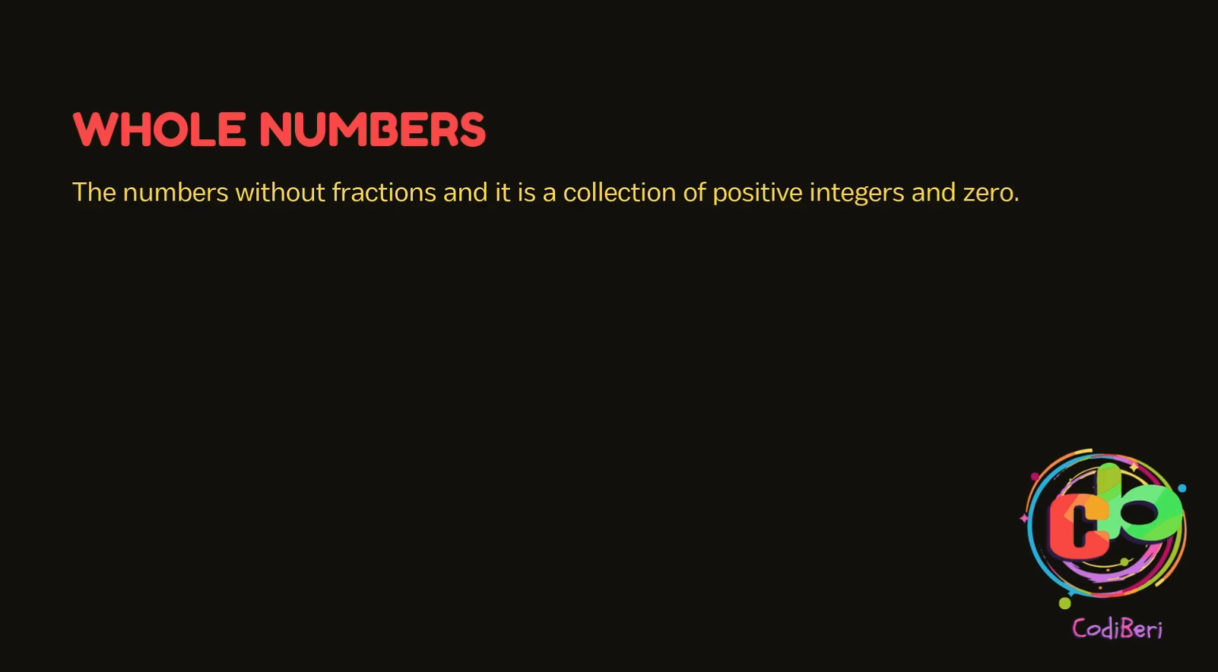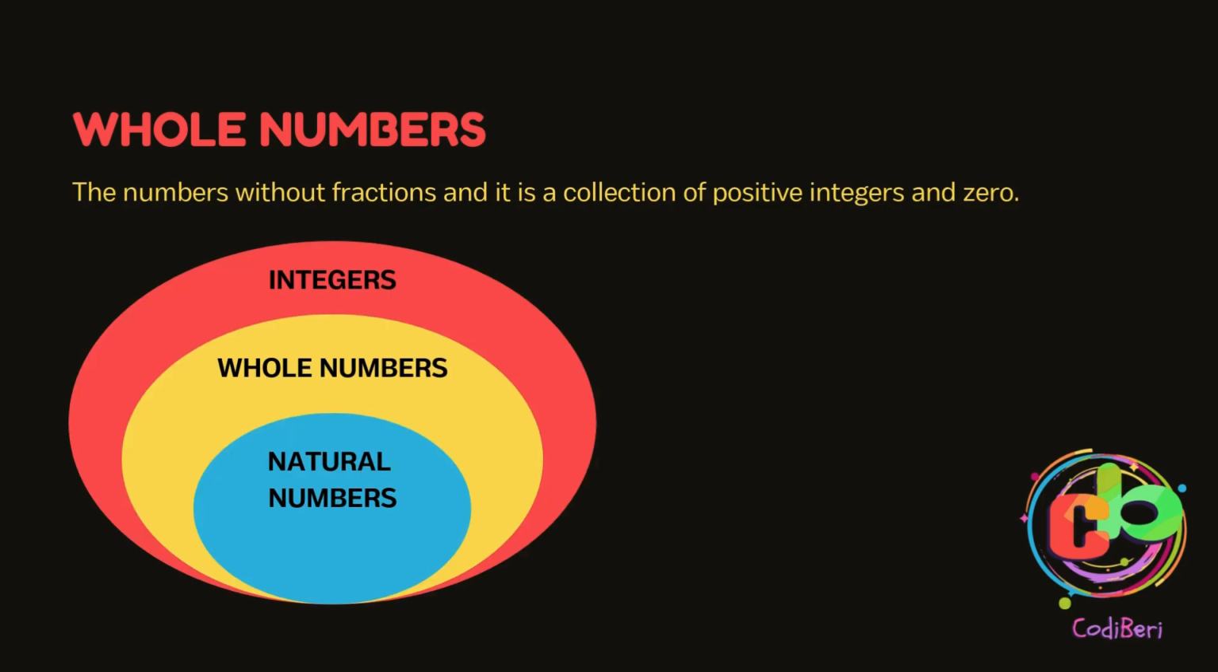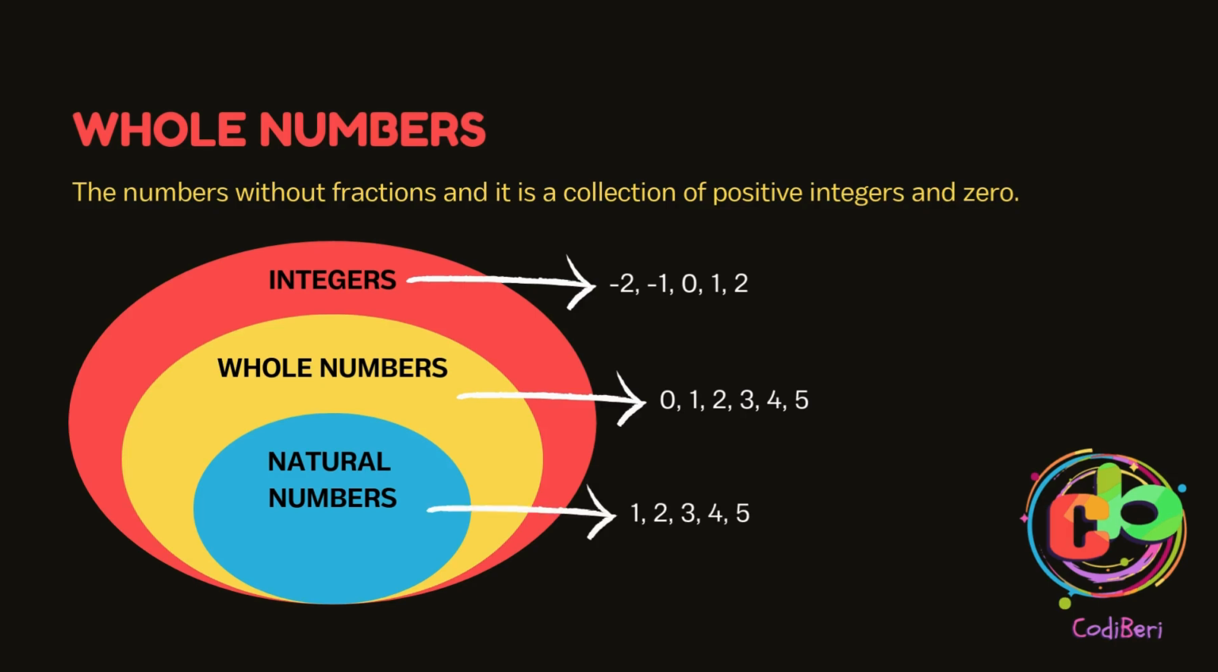Next we have whole numbers. These numbers can be written without a fraction. These include 0 and all the positive integers. Here is a diagram to give a visual idea. First you have integers that include both negative and positive numbers. The whole numbers, which have 0 and only the positive integers. And lastly, natural numbers, which include only the positive integers. You can see 0 is not there.